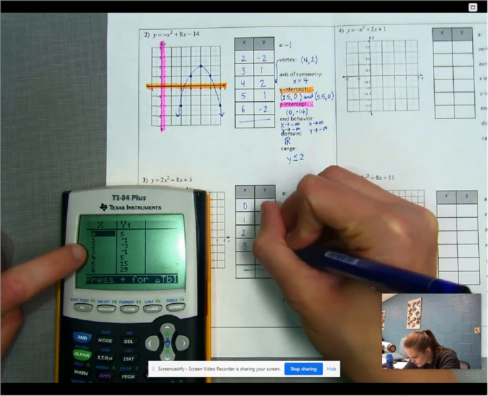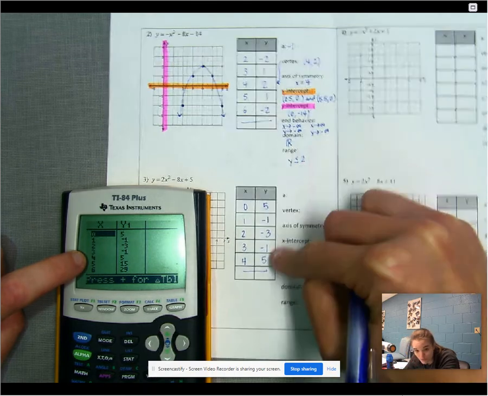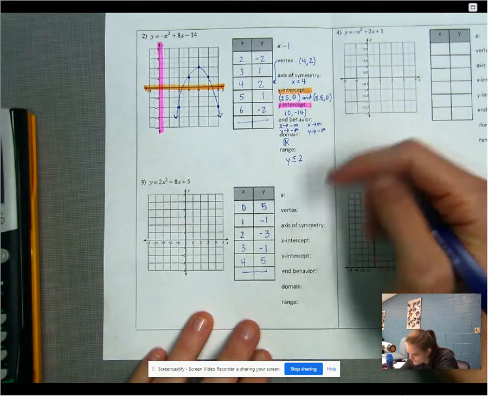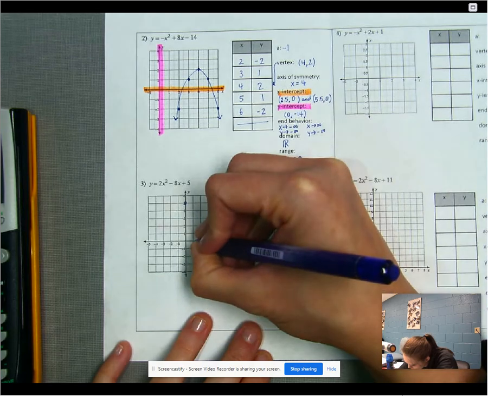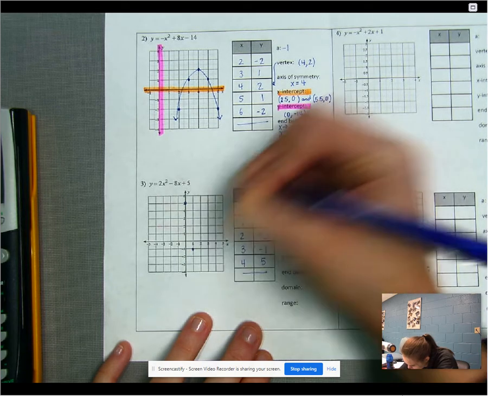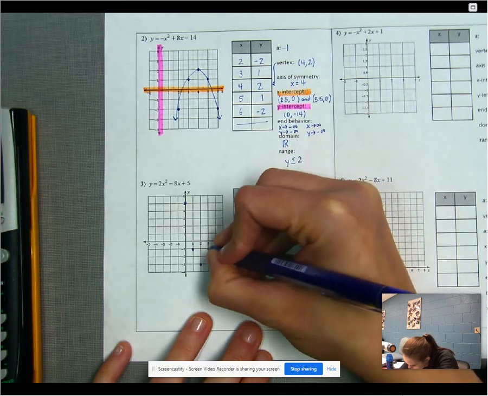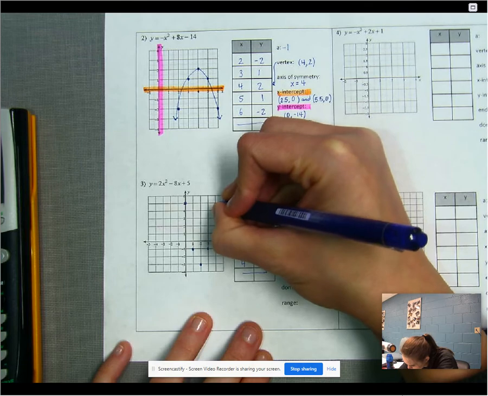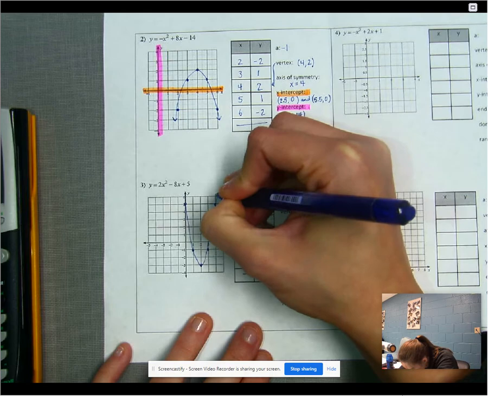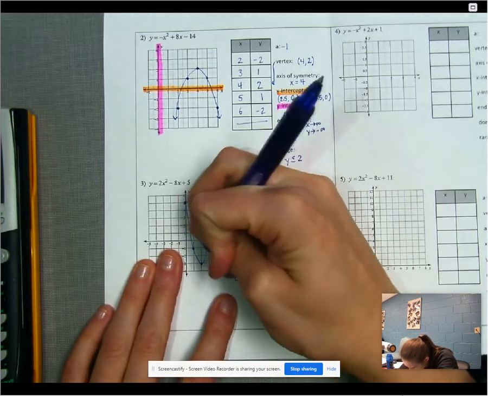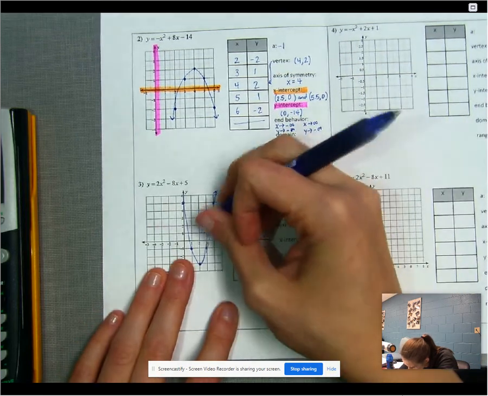3, negative 1, 4, 5. Remember, if they don't repeat, we've done something wrong. 0, 5, 1, negative 1, 2, negative 3, 3, negative 1, 4, 5. This does not cross the axis, so I don't want you to think it does, or on the actual point. There we go.